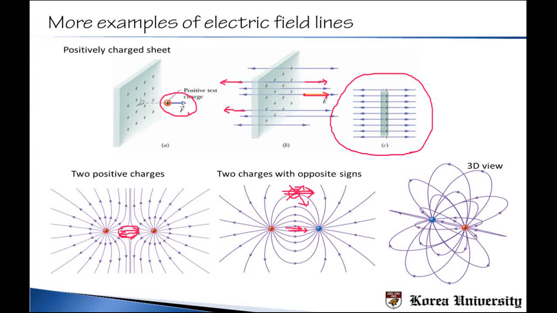And then we are drawing electric field lines only on two-dimensional planes, but in fact we are living in three dimensions. So if you try to draw electric field lines in three dimensions, this will look like this.